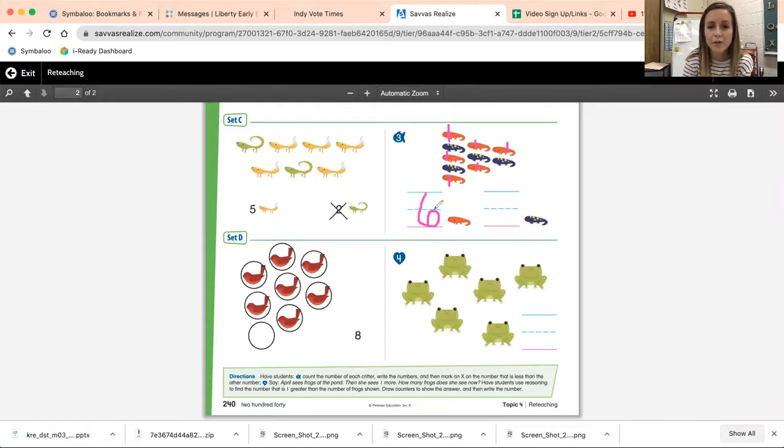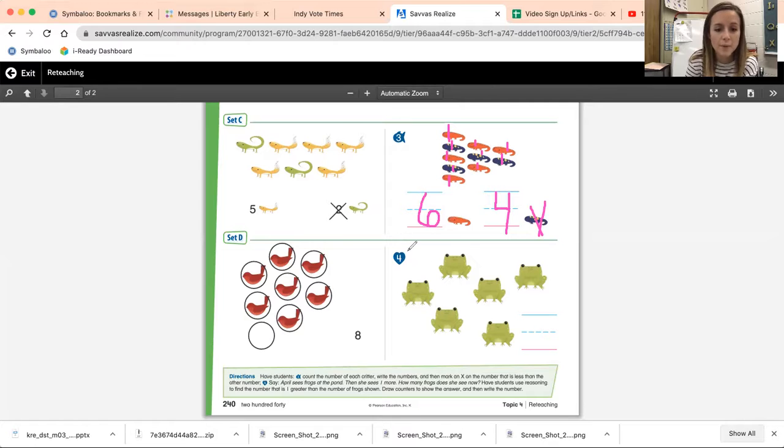Now, let's count the blue ones. 1, 2, 3, 4. And write the number. Notice that I marked them as I went so that I didn't count them more than once on accident. Now it says to put an X on the one that is less. Well, 4 is less than 6, so I can X out the blue ones.